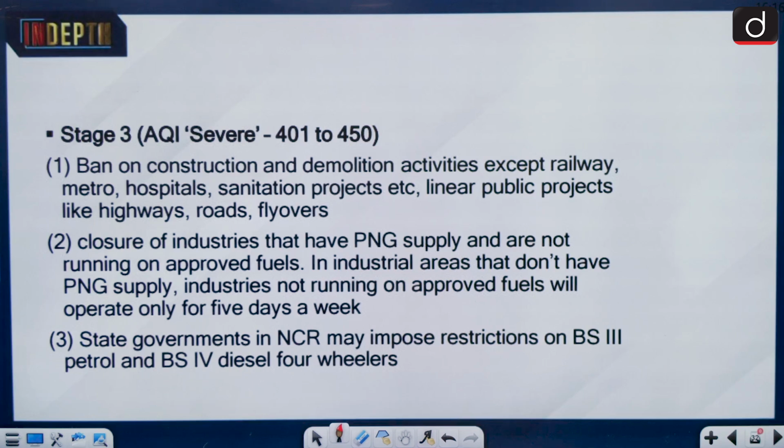Stage 3, for severe air quality index: ban on construction and demolition activities, except railway, metro, hospitals, sanitation projects, linear public projects like highways, roads, flyovers. Closure of industries that have PNG supply and are not running on approved fuels. In industrial areas that don't have PNG supply, industries not running on approved fuels will operate only for 5 days a week. State governments in NCR may impose restrictions on BS3 petrol and BS4 diesel four-wheelers.